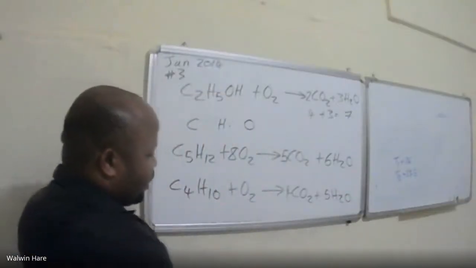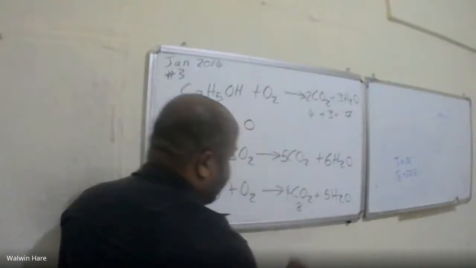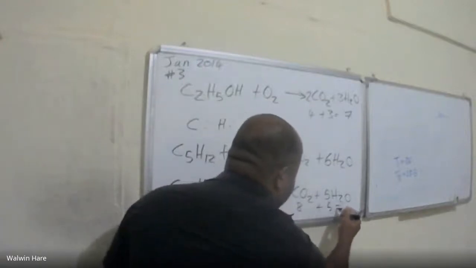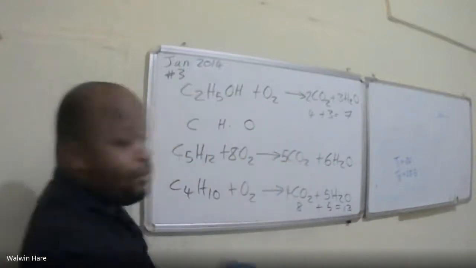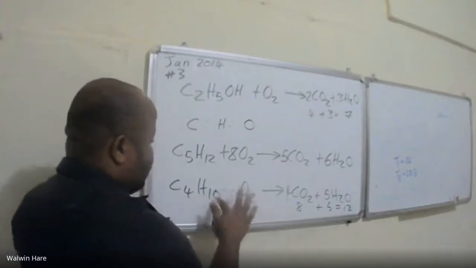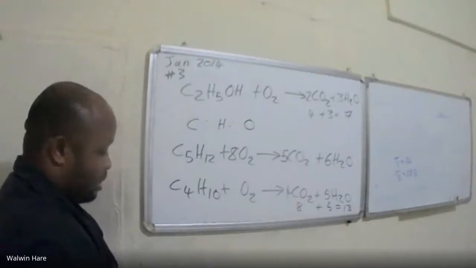So in terms of oxygen, how many do we have here? 8. And how many do we have here? 5. So 8 and 5, that's a total of 13, right? So what times 2 will give you 13? 13 over 2. Right, so 6.5.